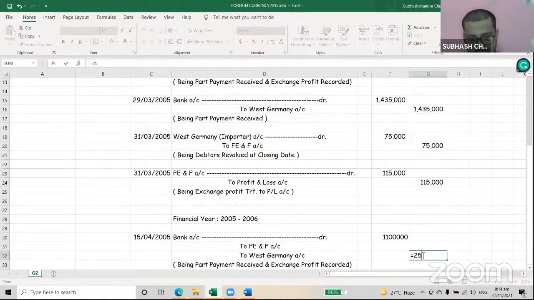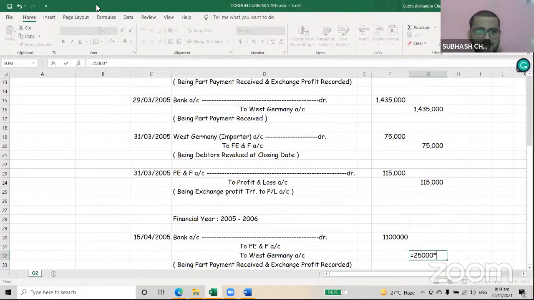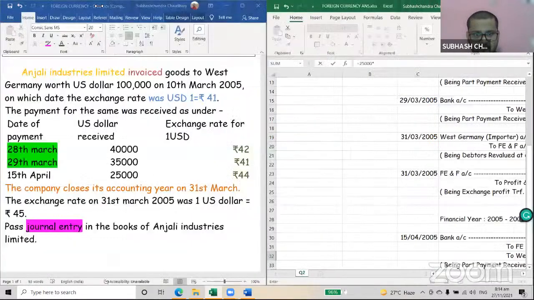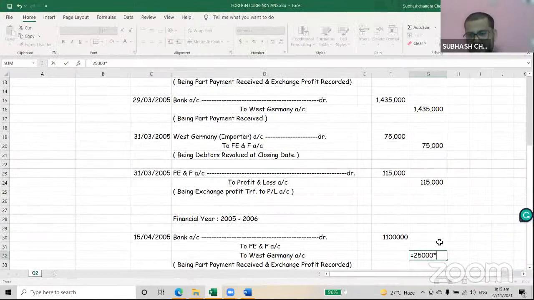Now it will be 25,000 into, what is the closing rate? 44. Just give me a minute. There is one mistake we did. One mistake we did. Just give me a moment.